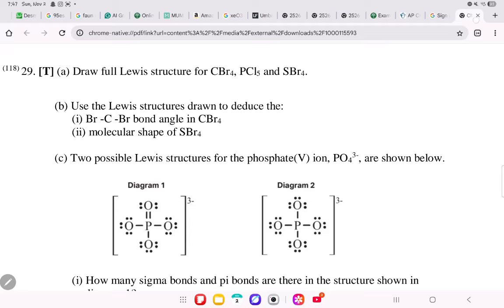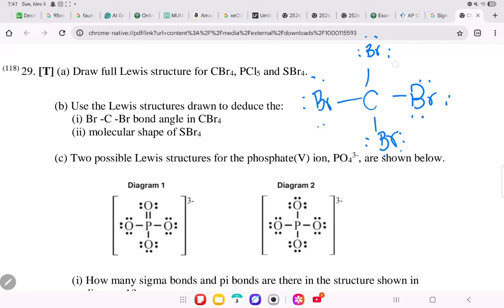Okay. They told us in CBr4 they want the bond angle. So in this scenario we'll also need to draw the CBr4. When you draw it, it's gonna be a tetrahedral, right? So it's gonna be something like this, if I'm not mistaken. So it's a tetrahedral, and the angle in a tetrahedral is 109.5.